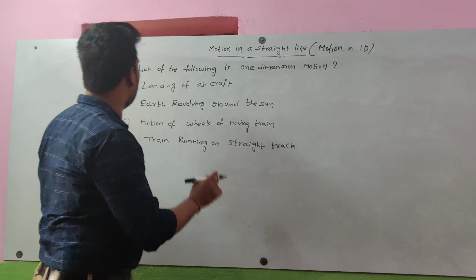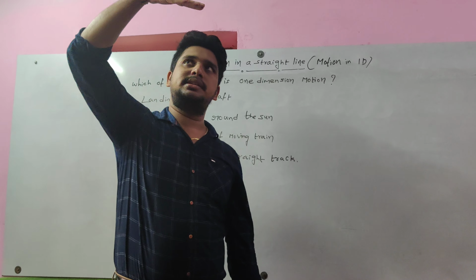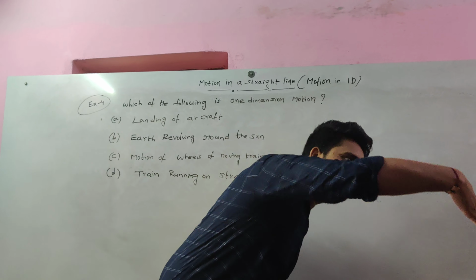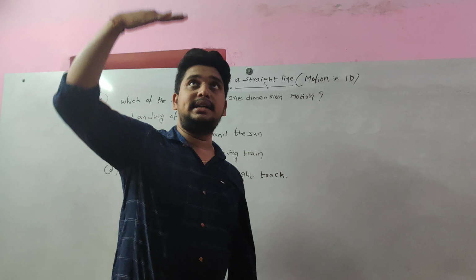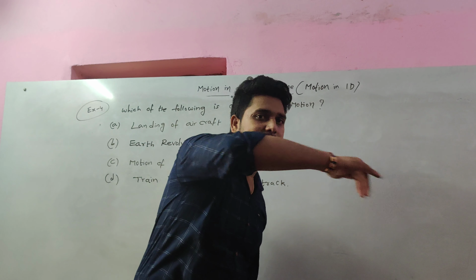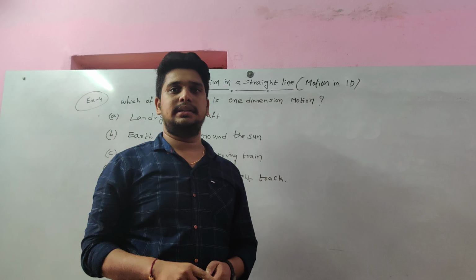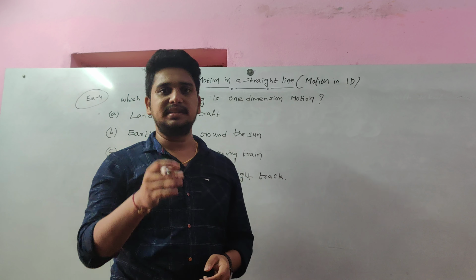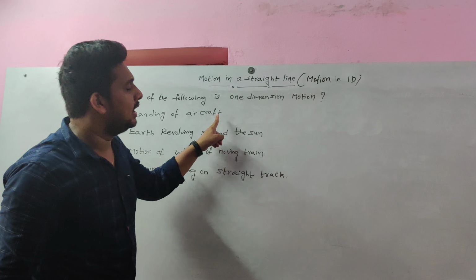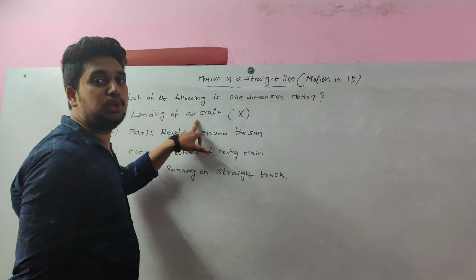That is the question here. Observe the landing of an aircraft. How is the aircraft landing? For example, this is the aircraft I consider, and it lands like this, at a certain angle on the ground. Because it makes some angle, it has two directions. This is motion in a plane. It does not belong to motion in one dimension; it belongs to motion in two dimensions. That's why the first option is not motion in one dimension.